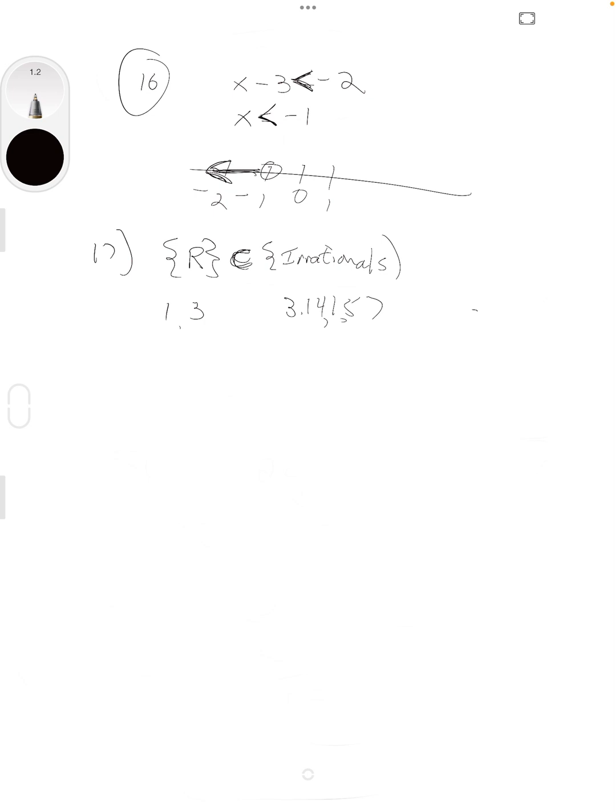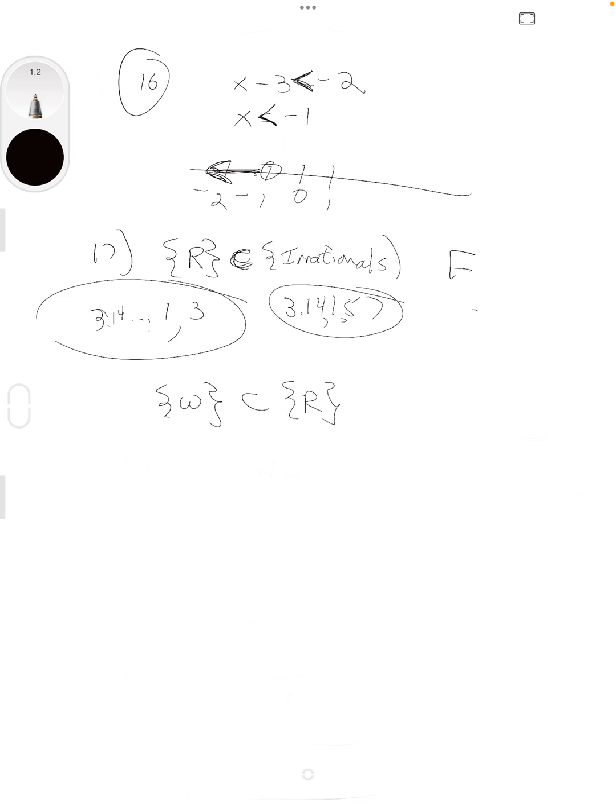Now these reals also include 3.1415. So these are all the numbers you think of as numbers. Irrationals are ones that are just part of it. So this is backwards. So the answer is this is false. Part B: are whole numbers part of the set of real numbers? Well, sure. Wholes are 0, 1, 2, and of course reals contain those. So the answer to that one is true.